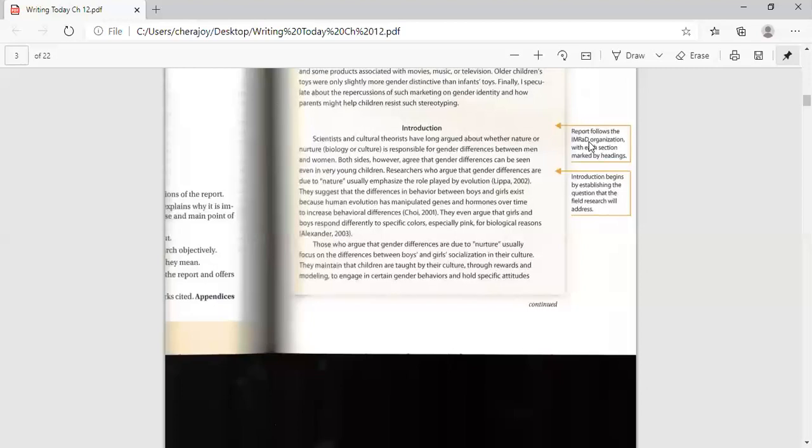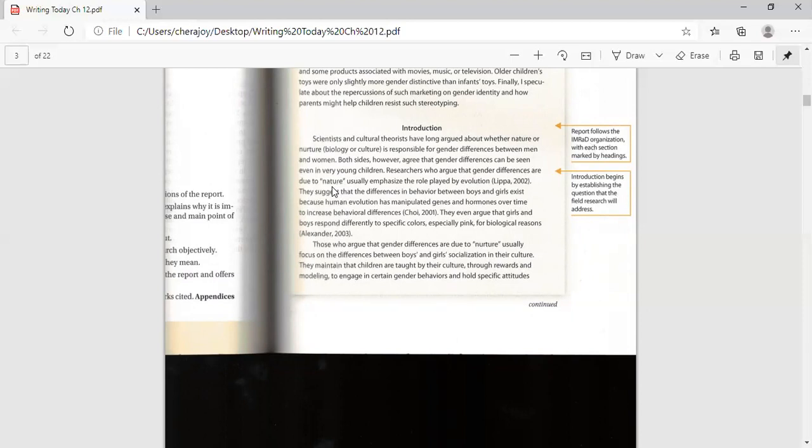Scientists and cultural theorists have long argued about whether nature or nurture is responsible for gender differences between men and women. Both sides, however, agree that gender differences can be seen even in very young children. Researchers who argue that gender differences are due to nature usually emphasize the role played by evolution. So we can see here that he's starting to get into the side of the debate that has to do with nature.